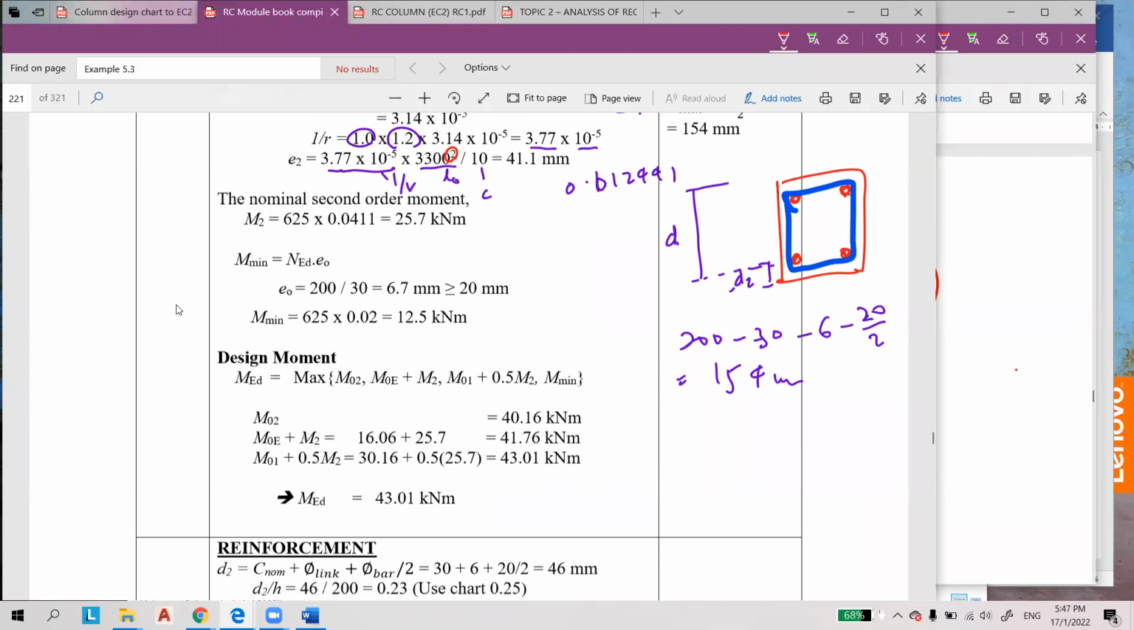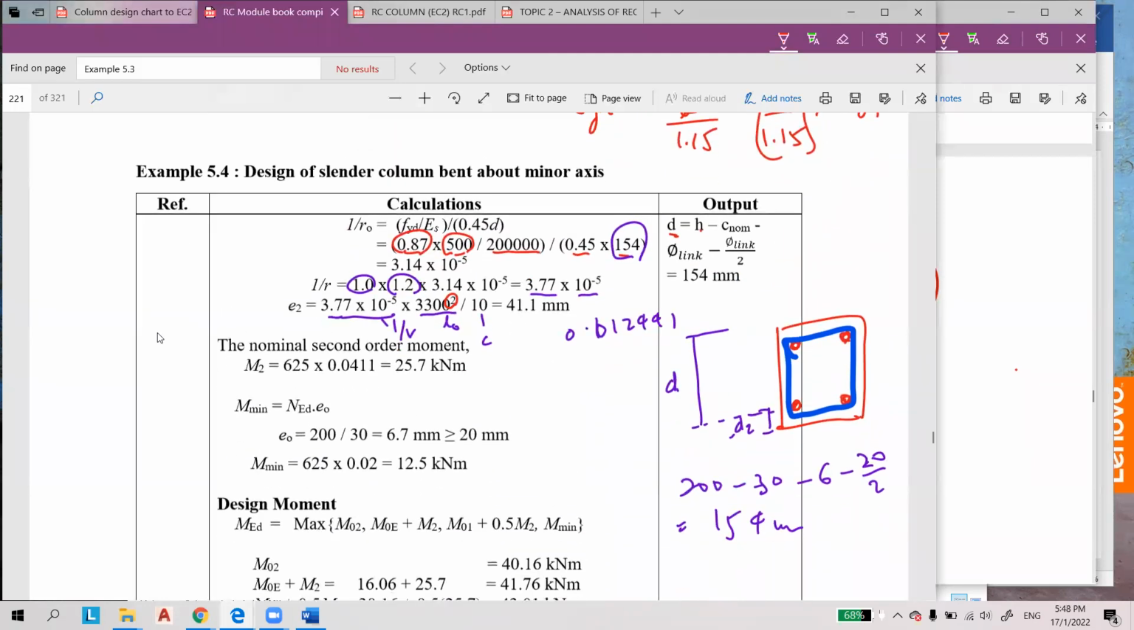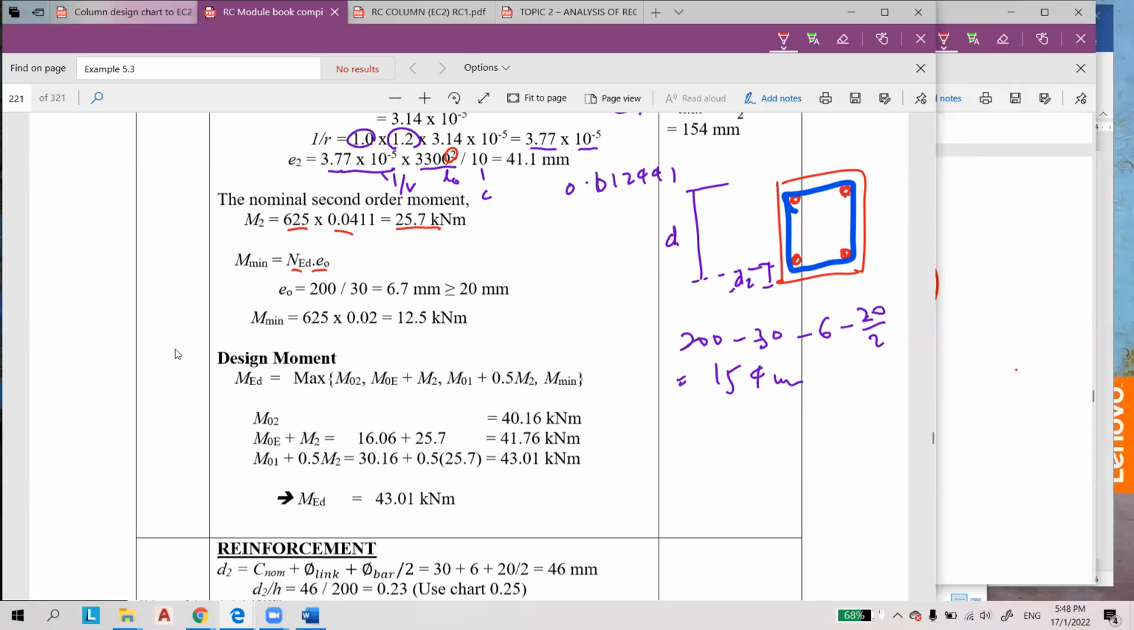So the nominal second order moment is equal to N times E2, so 25.7 kilonewton meter. So the minimum is NEd times E naught. E naught is h over 30. h over 30, this is right. Okay, so this is the N minimum.